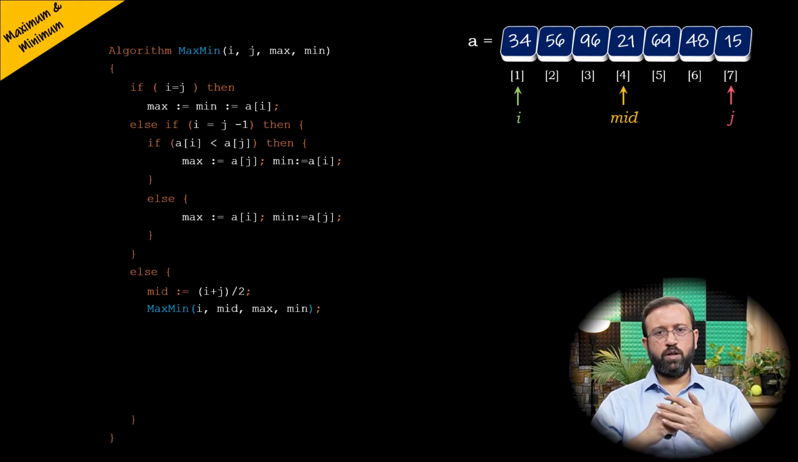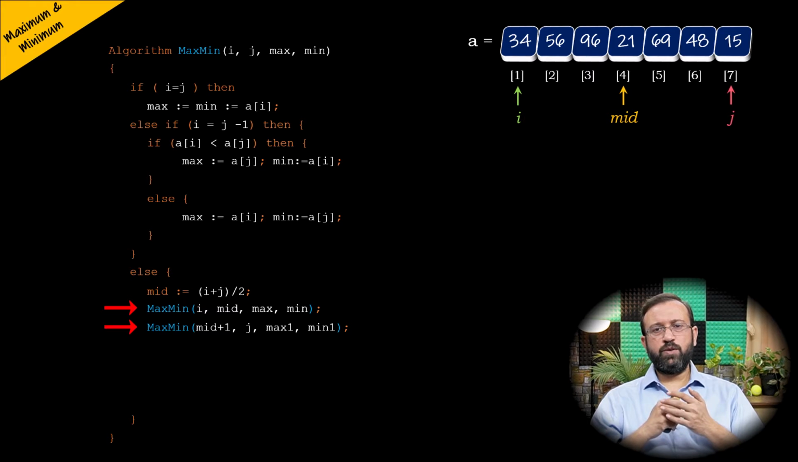Then we will also call the MaxMin algorithm recursively on the right subarray. So we will have the statement calling MaxMin algorithm, passing the first parameter as mid plus 1 instead of I, which is the left index. Then the second parameter as j, which is the right index, because the right subarray is from mid plus 1 index to index j. The third parameter as max1 for the maximum element, and the fourth parameter as min1 for the minimum element. These two recursive calls will divide the array into subarrays until the subarrays become small, having only one element or having only two elements.